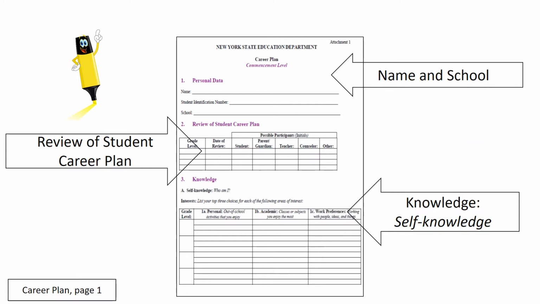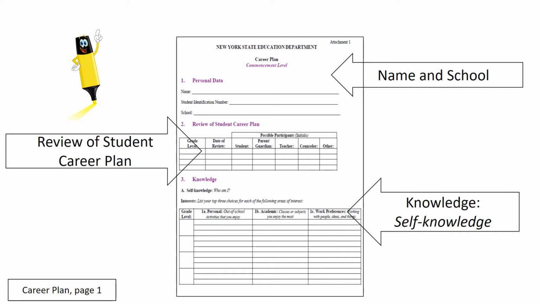Let's look at the first page of the career plan. Notice at the top it says Commencement Level. That means this document is geared towards high school age students. There are other career plans also available at the New York State Education website for students who are as young as kindergarten aged. Next, look at number 1, personal data. Enter your name, student identification number if appropriate, and your school.